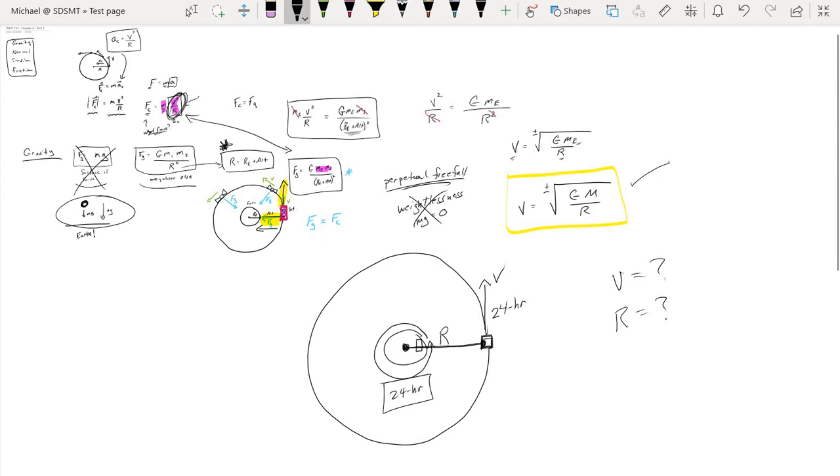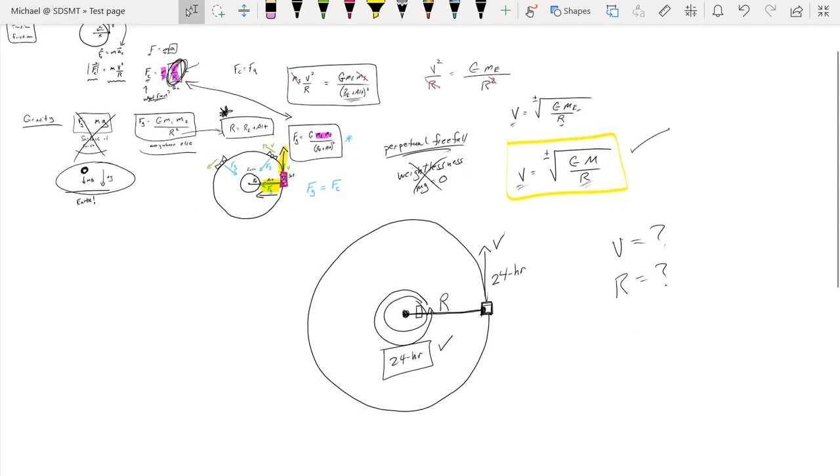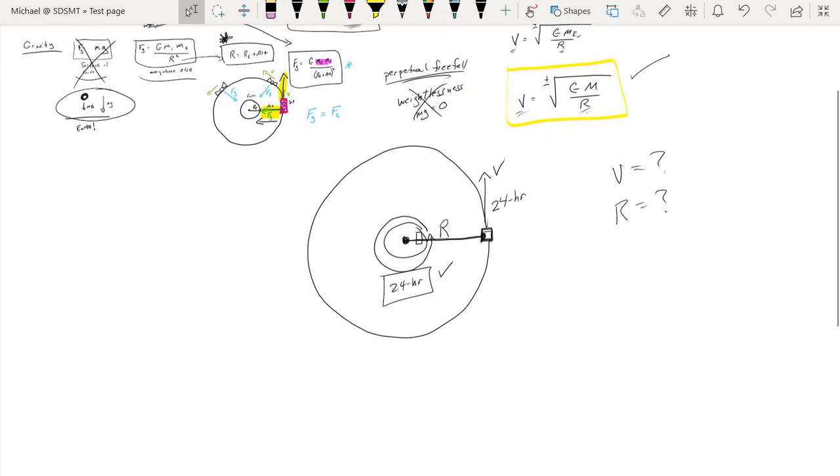Well, I suppose you could just plug a random value in for V or for R, and you would get an answer for the other one. But how do you ensure that the combination that you have randomly chosen is going to result in a 24-hour orbit? So to do that, we actually have a second equation that we can bring into the discussion, and that is one that we call period of motion.